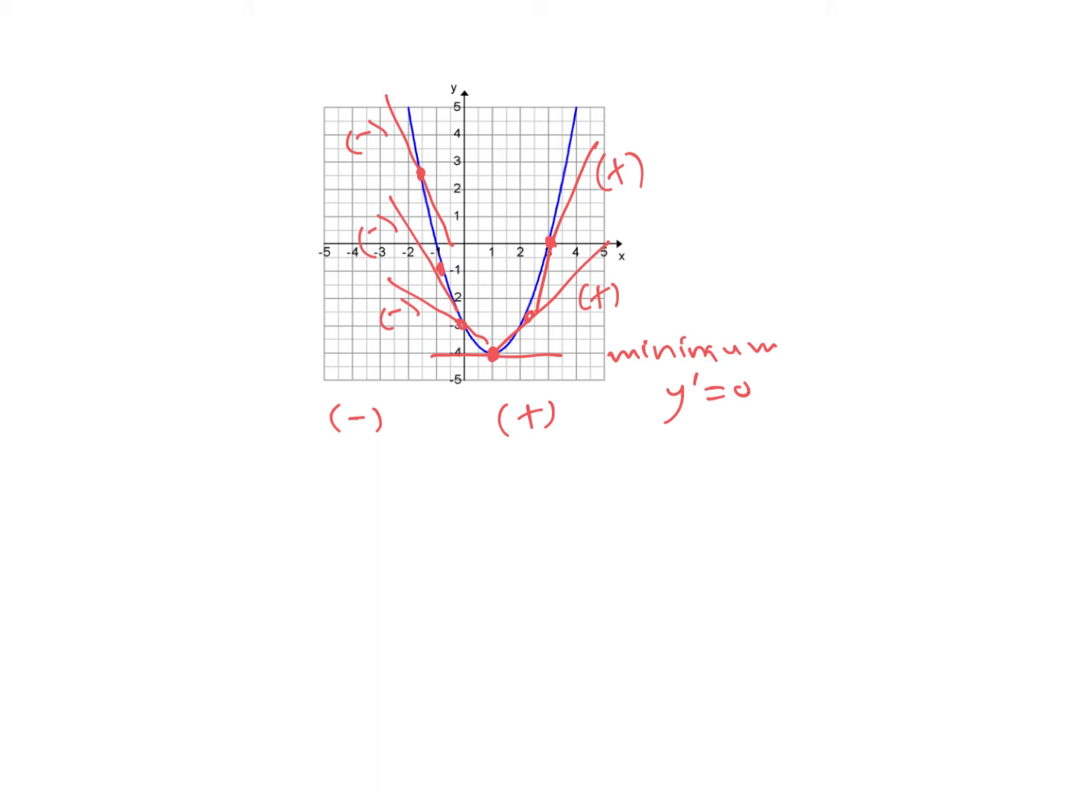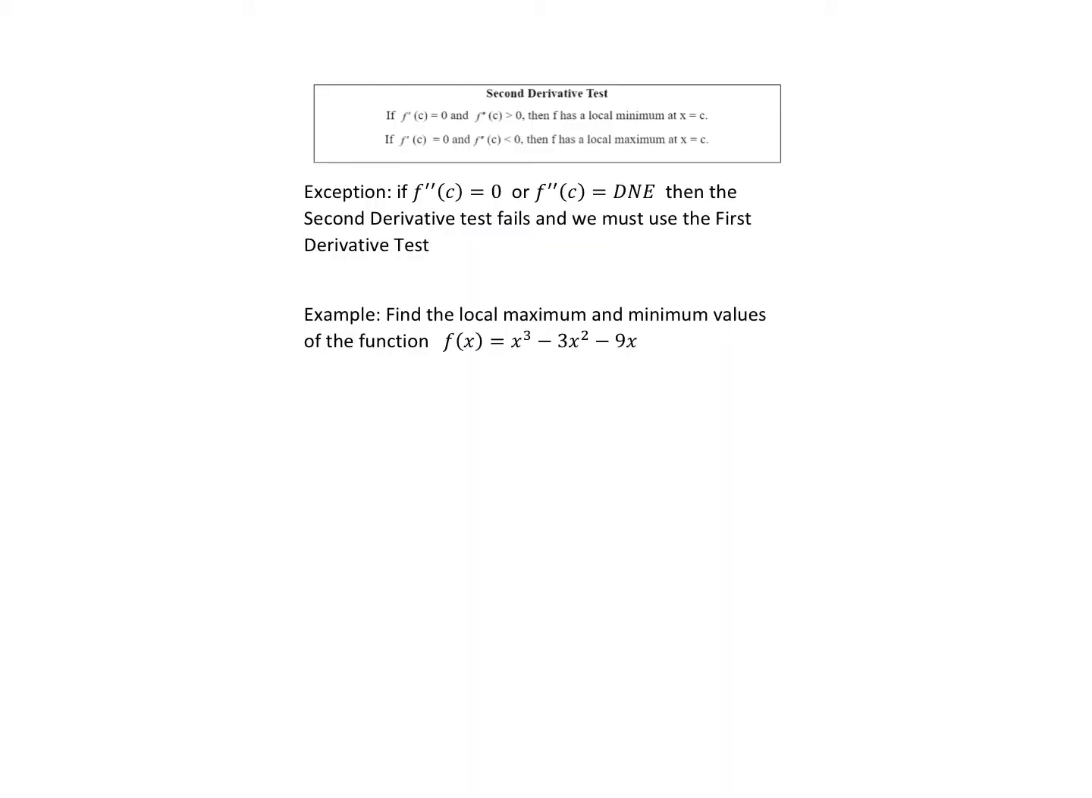So how is it going to help us find these local max and min? Previously we found our first derivative, and then we used the interval table to determine whether it was a max or min. We were looking for that change in sign going from positive to negative. So if f prime of c is 0, and the second derivative f double prime of c is positive, then the function is going to have a local minimum, and if it's negative, it's going to have a local maximum.